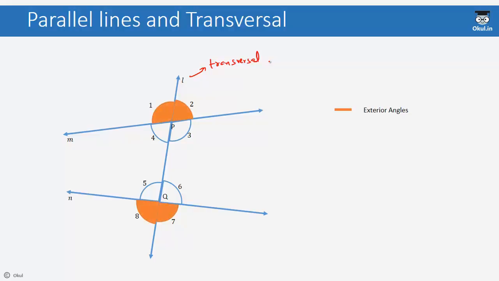exterior angles. And then we have another set of 4 angles, that is angle 3, angle 4, angle 6 and angle 5, which are formed on the interior side of lines M and N. So these 4 angles are called the interior angles. So angle 3, 4, 6 and 5 are the interior angles.